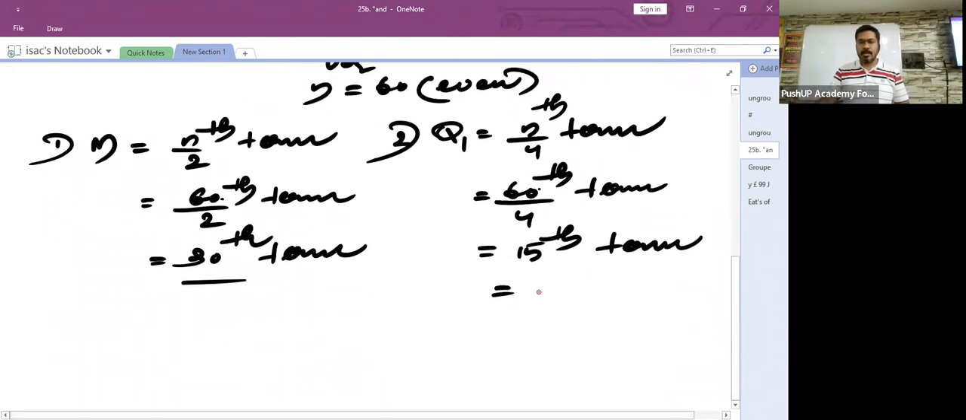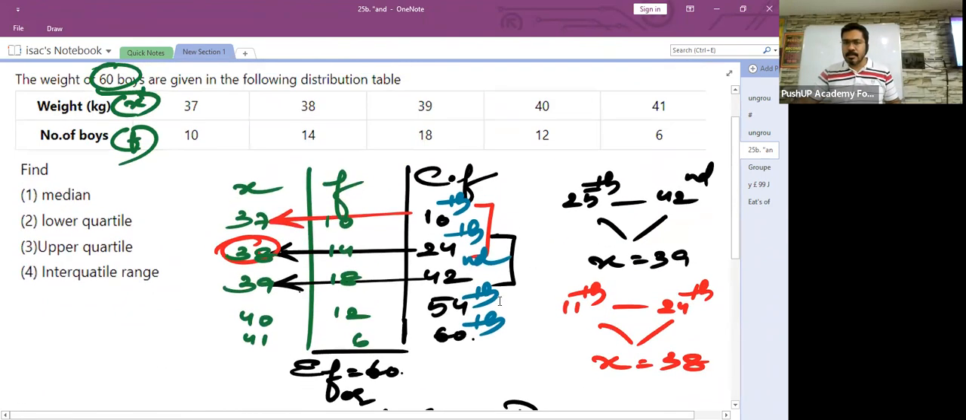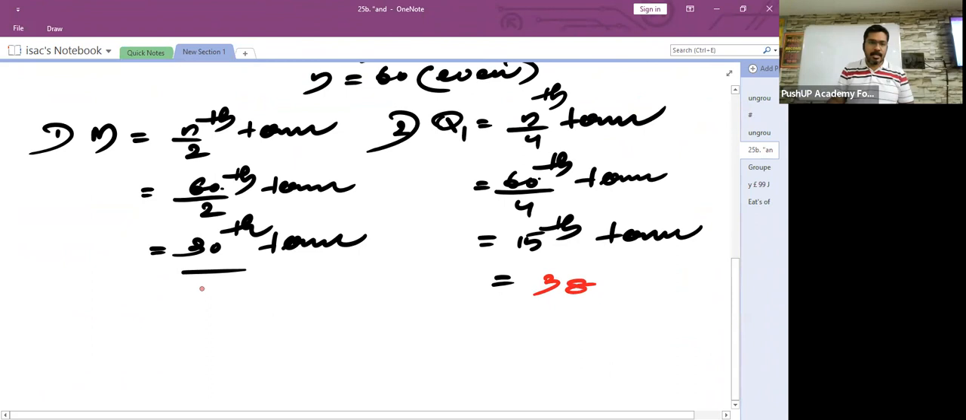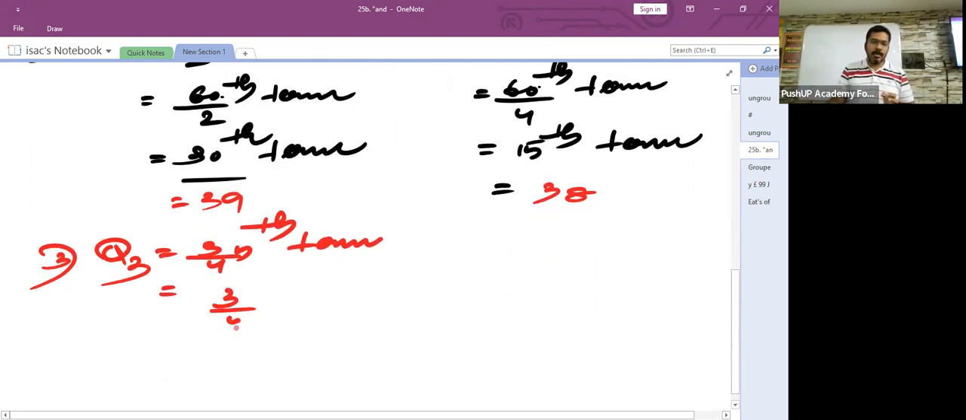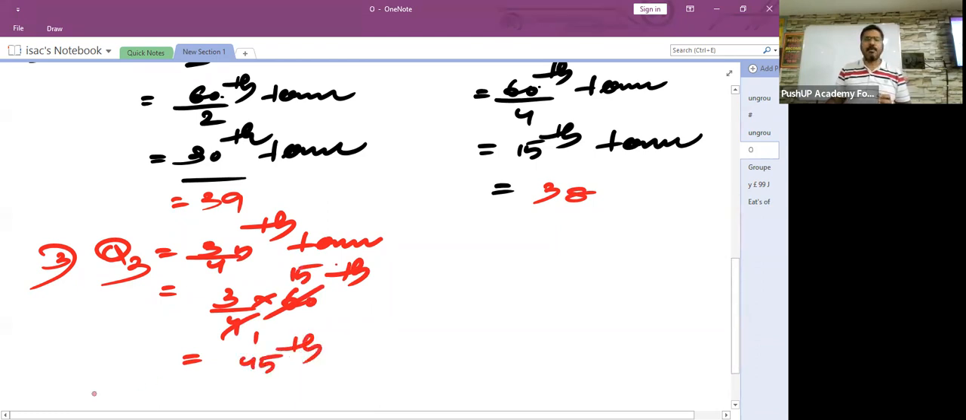Let us find the upper quartile. Here it is 38 and here it is 39. The upper quartile is denoted with Q3. Children, tabulated data, number of terms are even. So the formula will be 3 by 4 n the term. So 3 by 4 into n, which is 60th term, that is 4 ones are 4, 4 into 15s are 60, 3 into 15 is 45. So the 45th term.